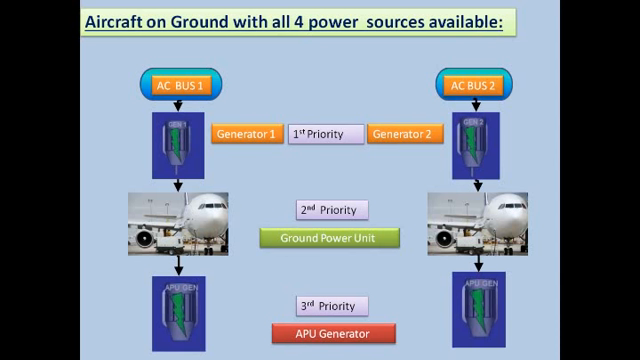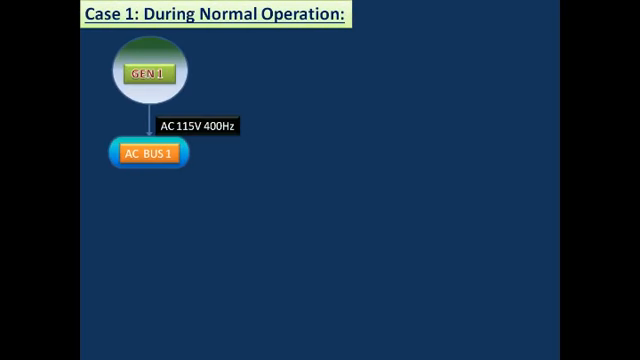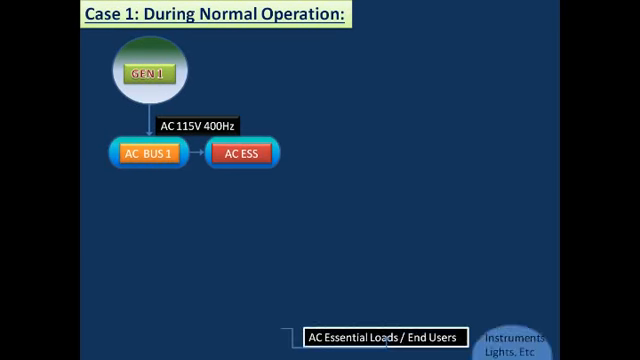During the normal condition, the AC bus bar 1 receives AC 115 volts 400 Hz electrical power from generator 1. From there it transfers the power to the AC essential bus, where all the essential end users, normally called loads, will receive the AC power.